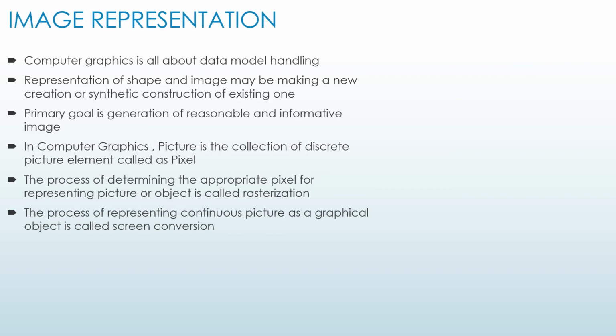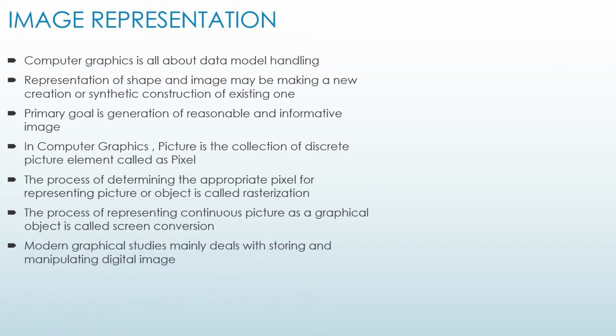As I said, our object is a real world entity. The movement of things can also be called graphics, but it should be computer made. So the process of representing a picture as a graphical object is called screen conversion.